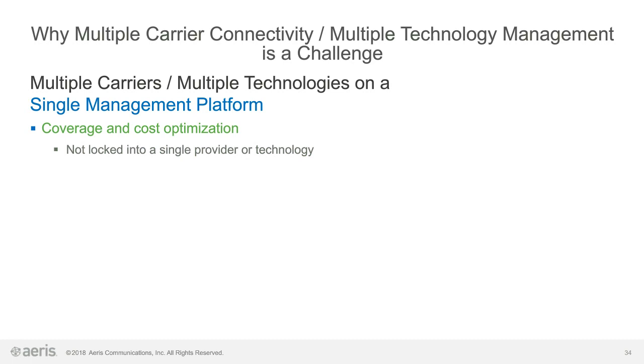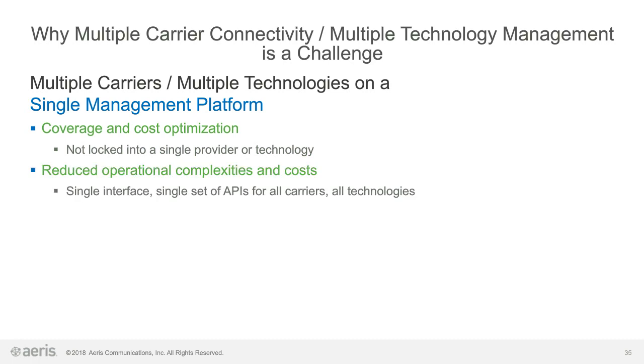This will significantly reduce your operational complexities. What this creates is a single interface for deploying or managing all of your deployments. Again, regardless of carrier, regardless of technology. You can have the same activation process for devices that you may have on Verizon in the U.S. and Vodafone internationally, or whatever your carrier choice may be.